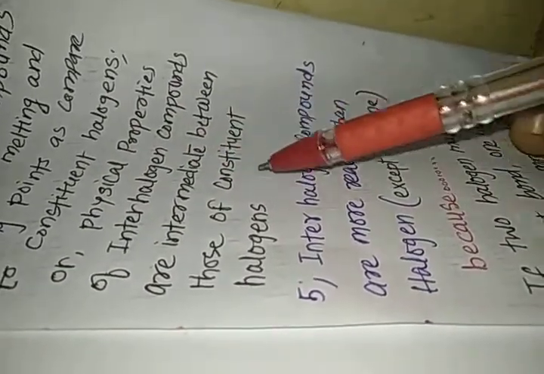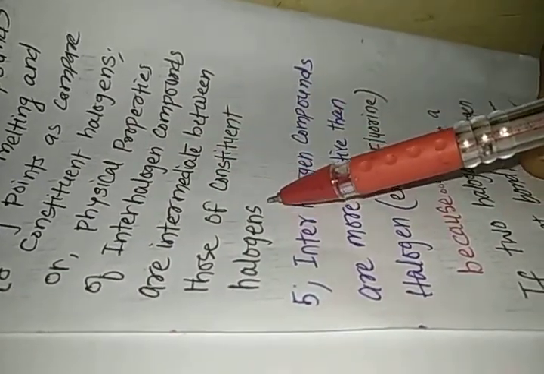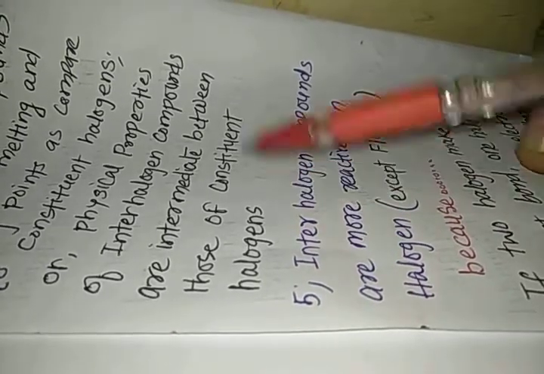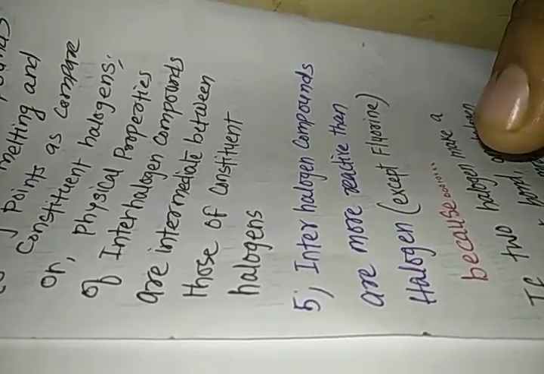Interhalogen compounds have higher melting and boiling points as compared to the constituent halogens. Suppose they are made from chlorine and bromine, then they have higher melting and boiling points as compared to both chlorine as well as bromine. But all the other physical properties are intermediate between those of the constituent halogens.